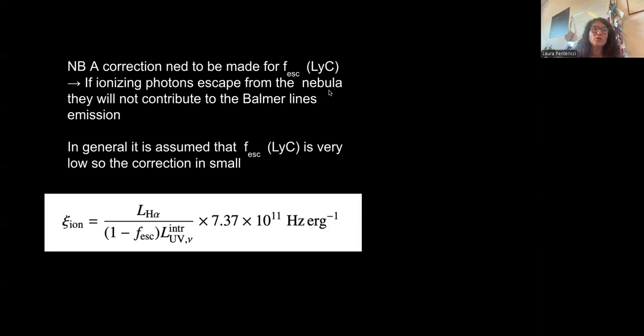Note that a correction needs to be made for the escape fraction, because if ionizing photons escape from the nebula, and we know that some must escape because they go to the intergalactic medium, they will not contribute to the Balmer line, okay? So the Xi-ion is actually the luminosity of H-alpha divided by 1 minus f_esc. Because this f_esc is very low, and I will tell you about this later on, the correction is small, so we usually don't even make this correction.